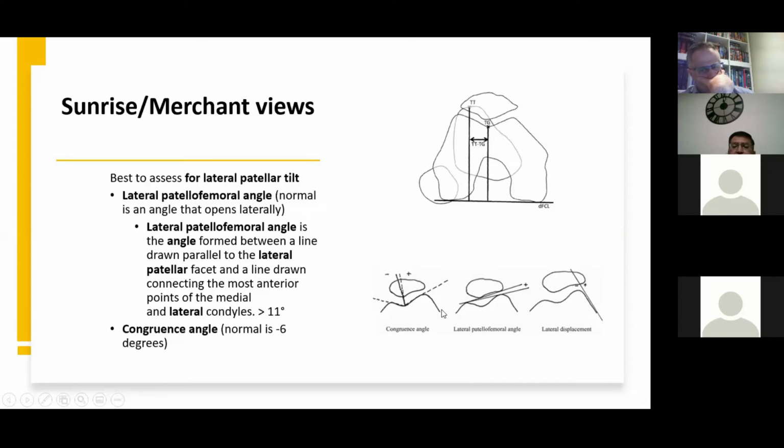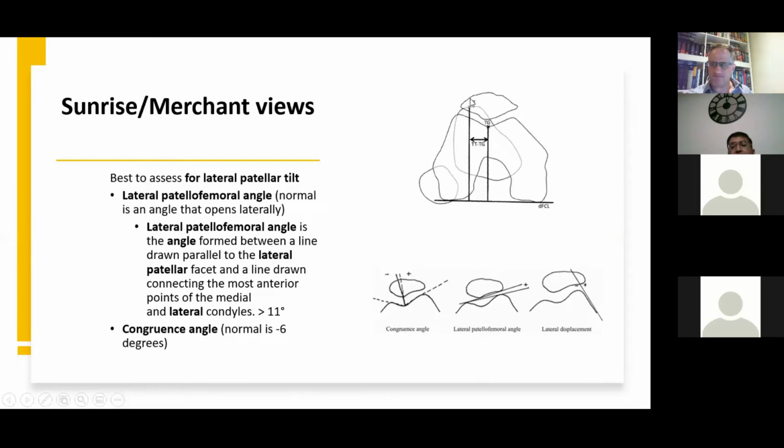Then there is the sulcus angle. This is the sulcus angle, the dotted line. And then the lateral patellofemoral angle, from one line along the anterior edge of the lateral and medial femoral condyle, and one line along the lateral facet. And this is lateral displacement we can see.